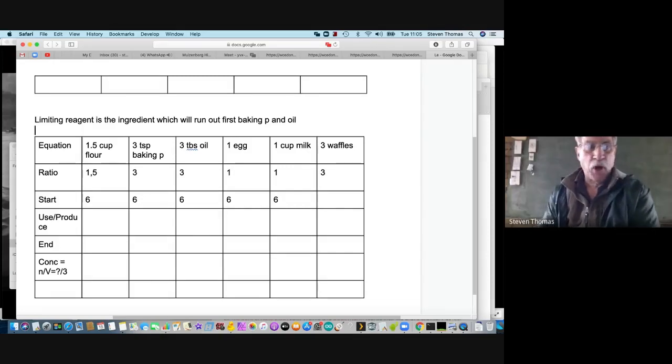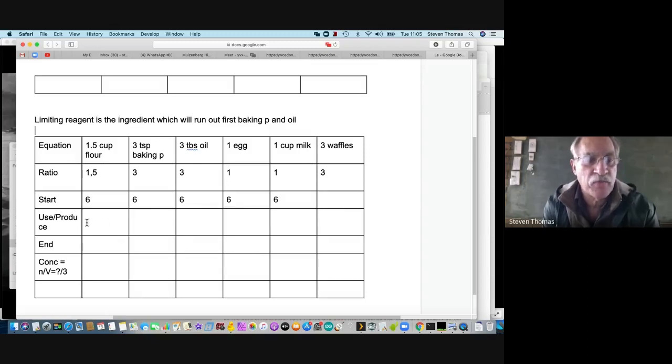Now let's suppose out of all of this, I'm only going to make 1 batch. That means I'm going to make 3 waffles and then I'm going to be satisfied. So let's say I'm finished baking now. How much of this have I used in the process of what I started with?